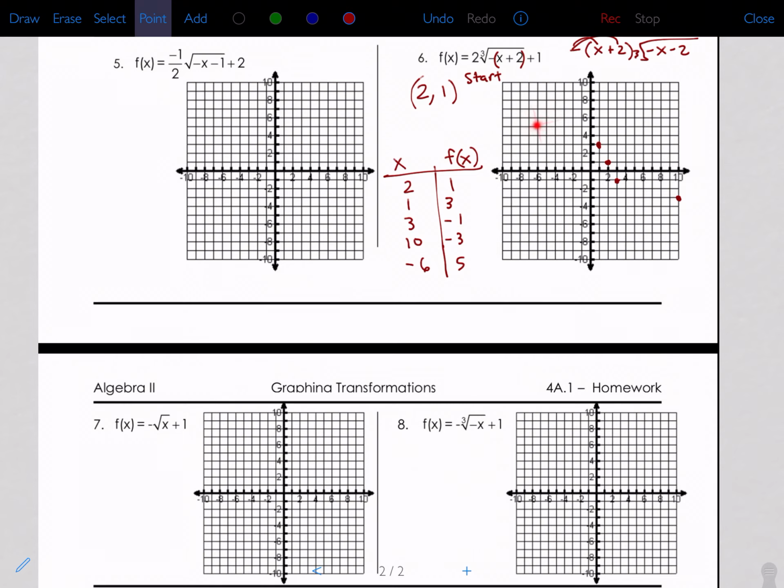And then the last one is -6, 5. So -6 up to 5, which would be right there. So again, notice 3 points together there going out and 3 points going over here. So starting point that way, starting point to that way. So let's just connect the dots.